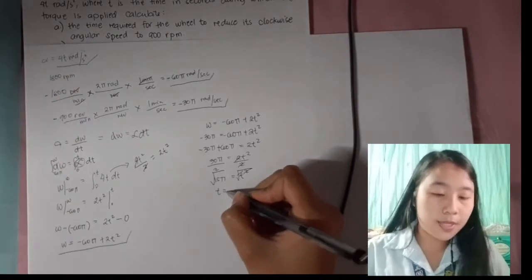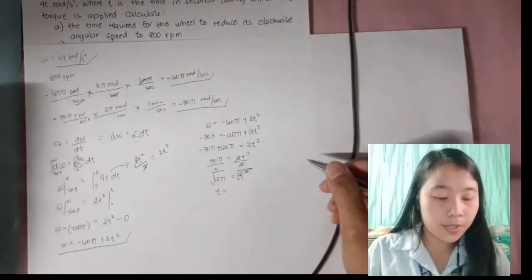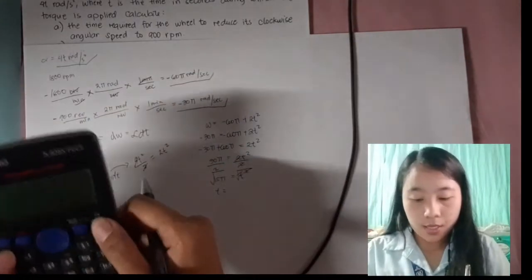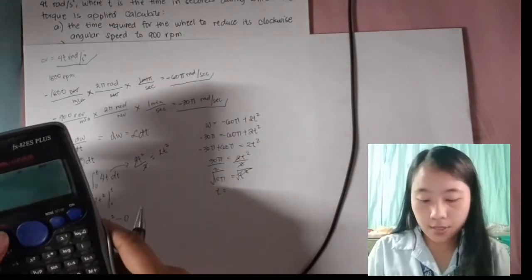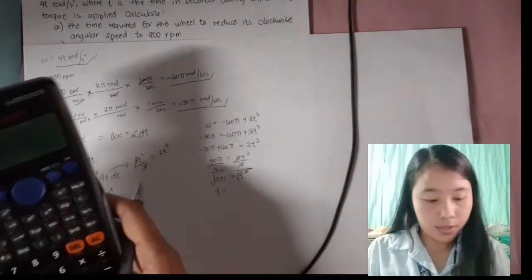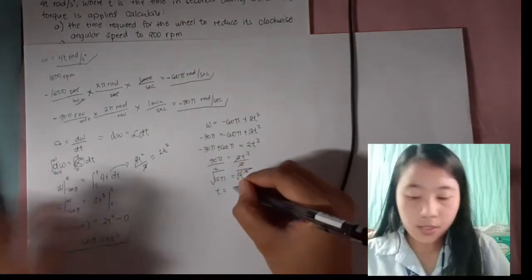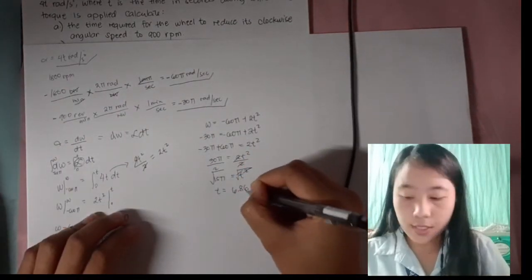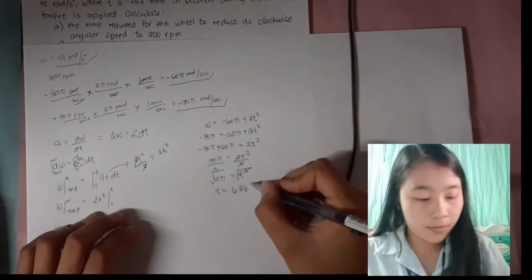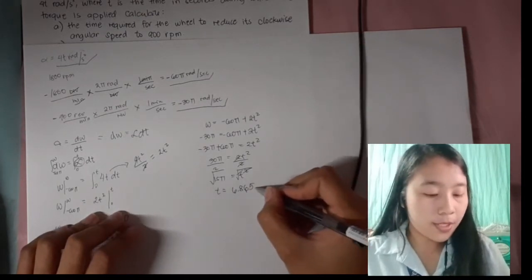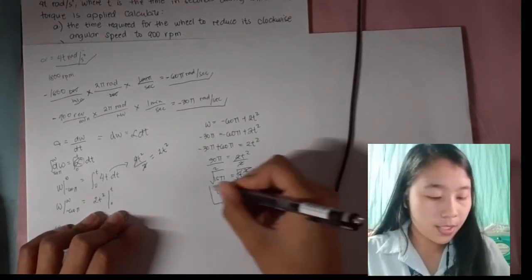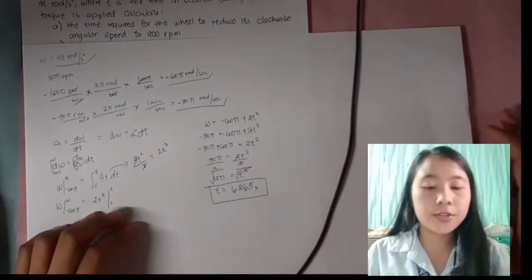Now, the time required for the wheel to reduce its clockwise speed is equal to 6.86 seconds. This is now the answer for letter A.